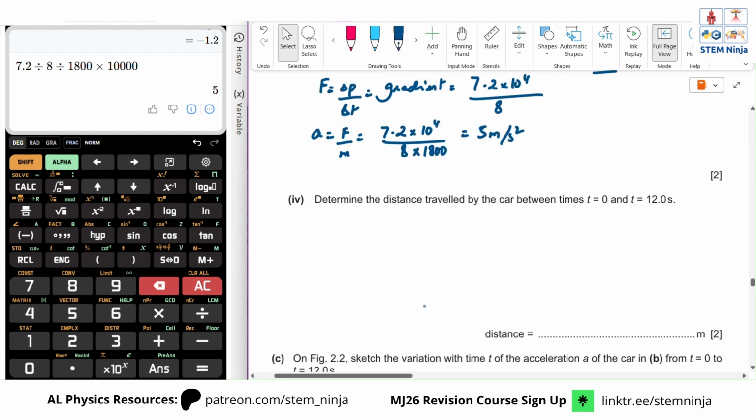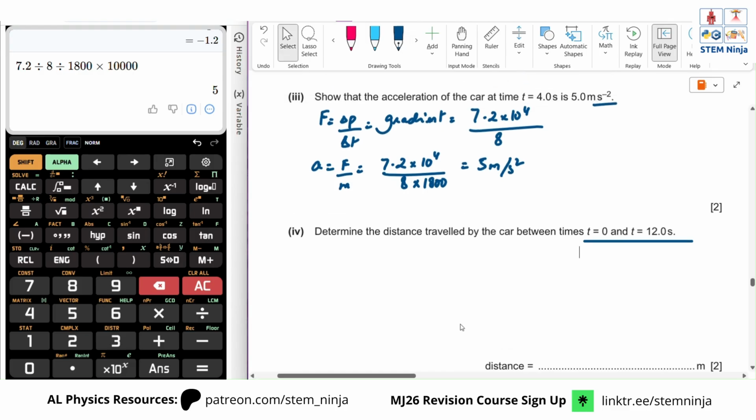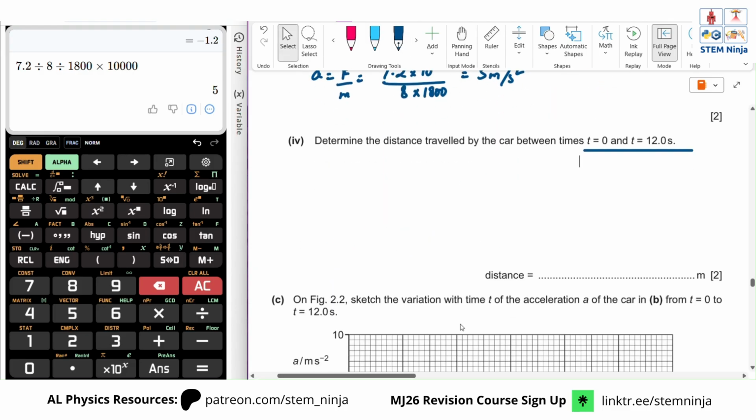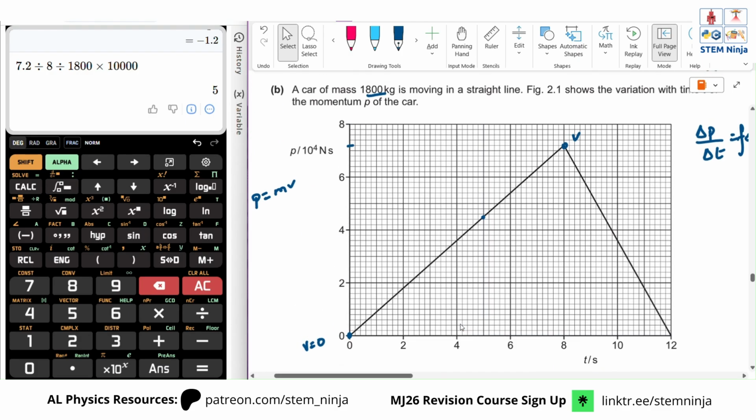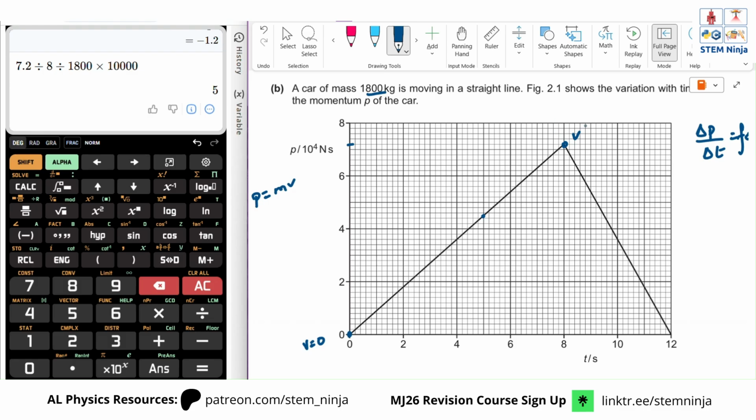Determine the distance traveled by the car between the times. For the distance traveled, we need the velocity. We already know the maximum velocity, v is equal to 40. So basically we just need the area under the graph. Half times 40 times 12. That's it. We don't need anything else.